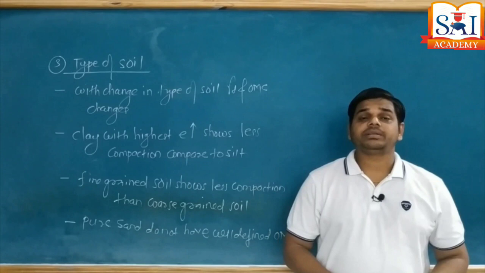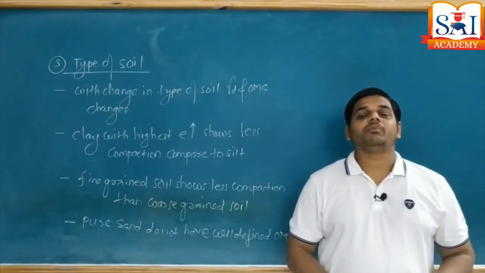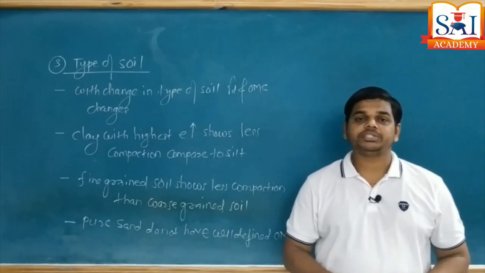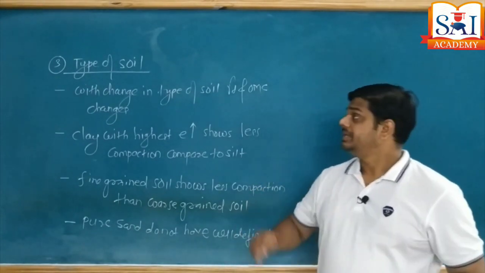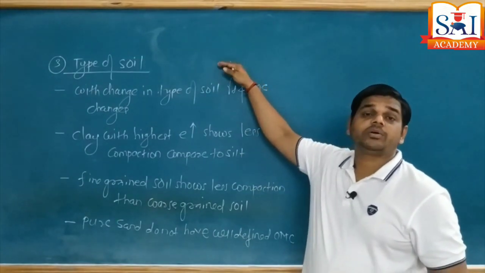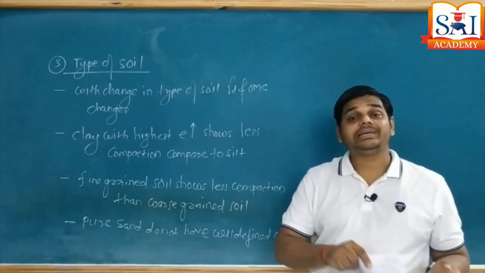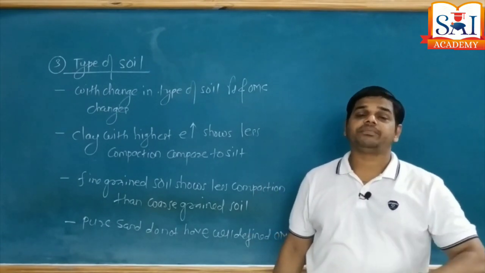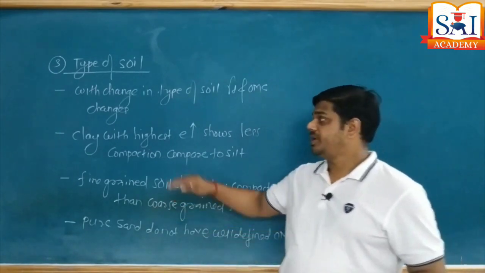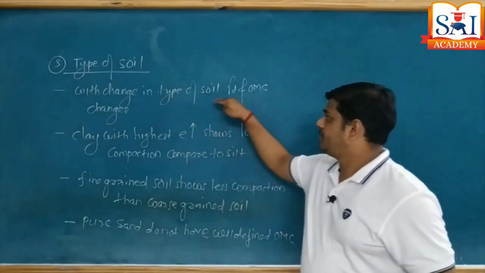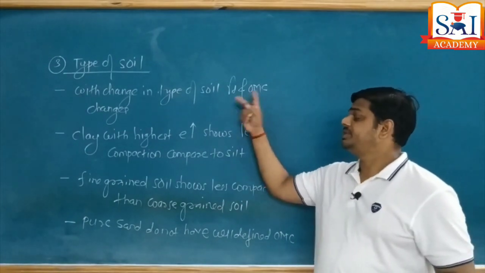The factors affecting compaction. We discussed the previous ones, the water content effect on compaction, then compaction energy. Now let's start the discussion on the effect of type of soil on compaction. As soil nature or soil grade changes, the compaction effort or compaction of soil also changes. So the first statement is, with change in type of soil, gamma D, that is dry unit weight, and OMC change.